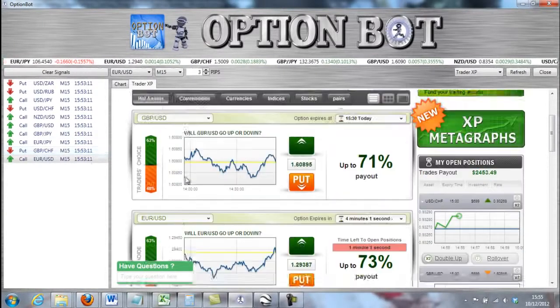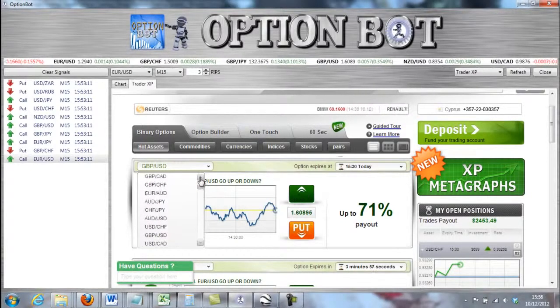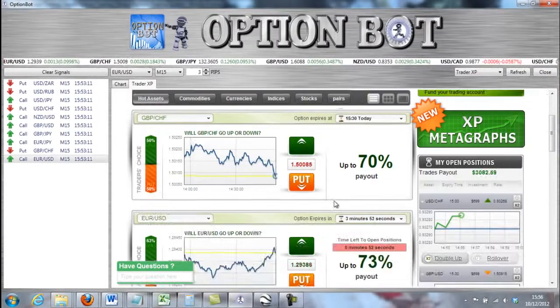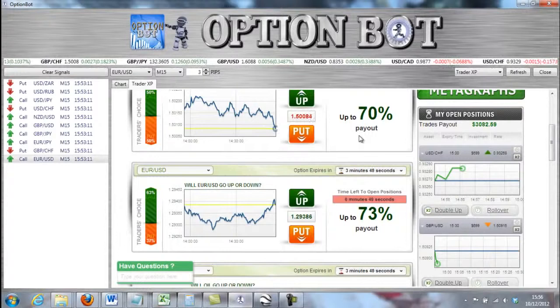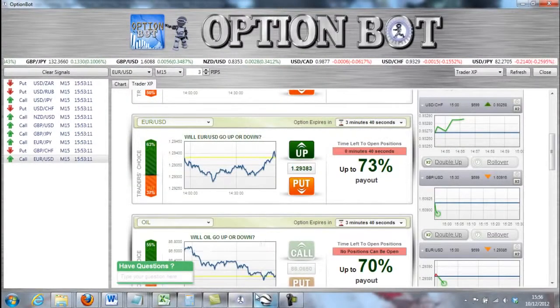GBP CHF, just to see if I can place a trade on that at all. Swiss franc is quite a strong currency, so okay, that expires in about half an hour. Yeah, not crazy about that. I'm happy with my Euro USD trade actually. Okay, so I've got 1, 2, 3 positions open.